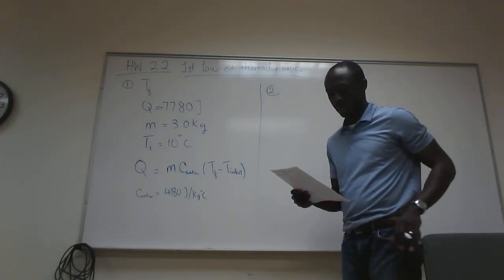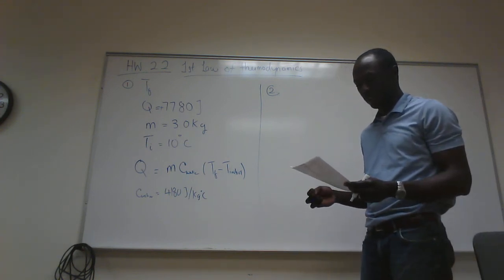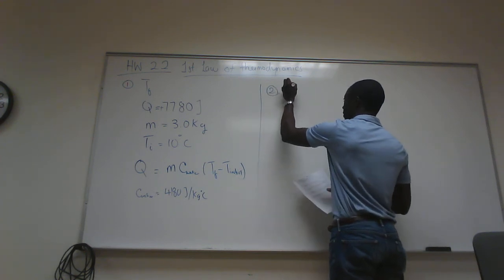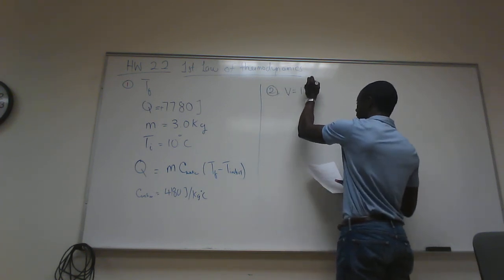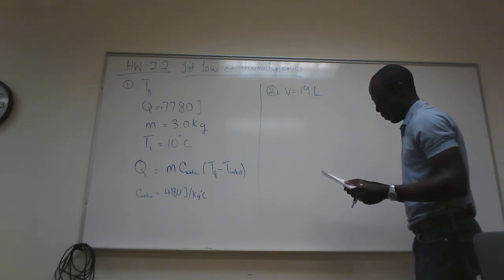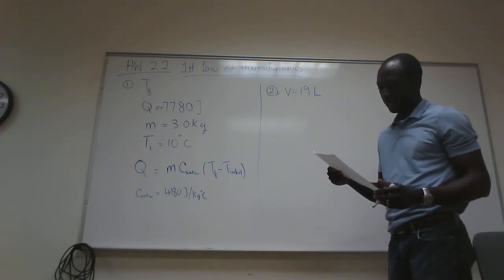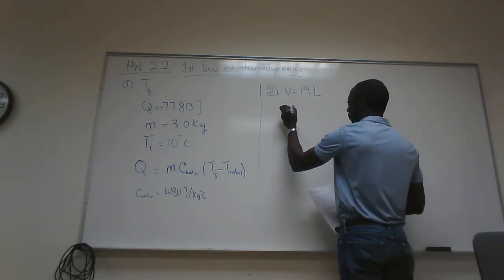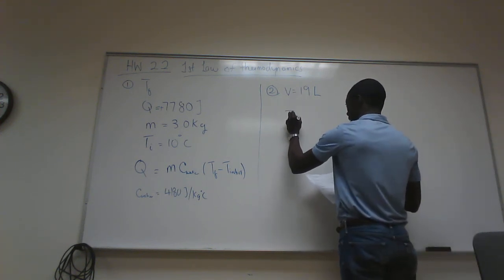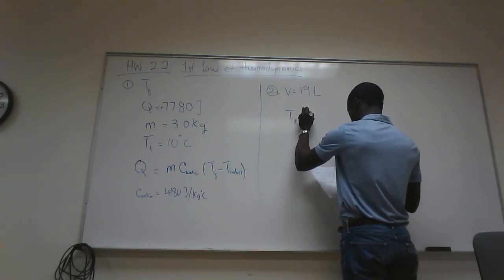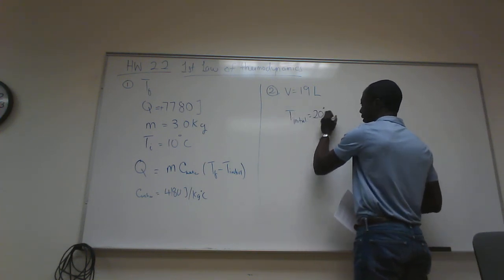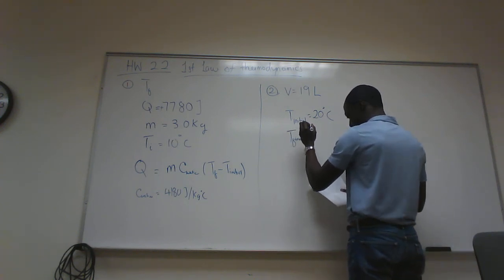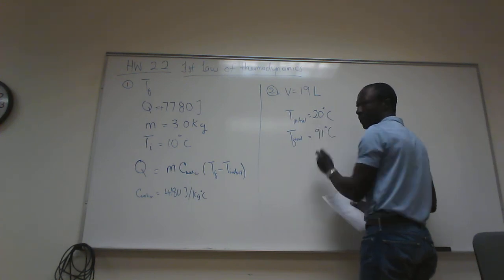For problem 2, we're told that an automobile system holds a volume of 19 liters, so V is equal to 19 liters. And we are asked to find how much heat it absorbs for its temperature to rise from an initial point of 20 degrees centigrade to a final temperature of 91 degrees centigrade.